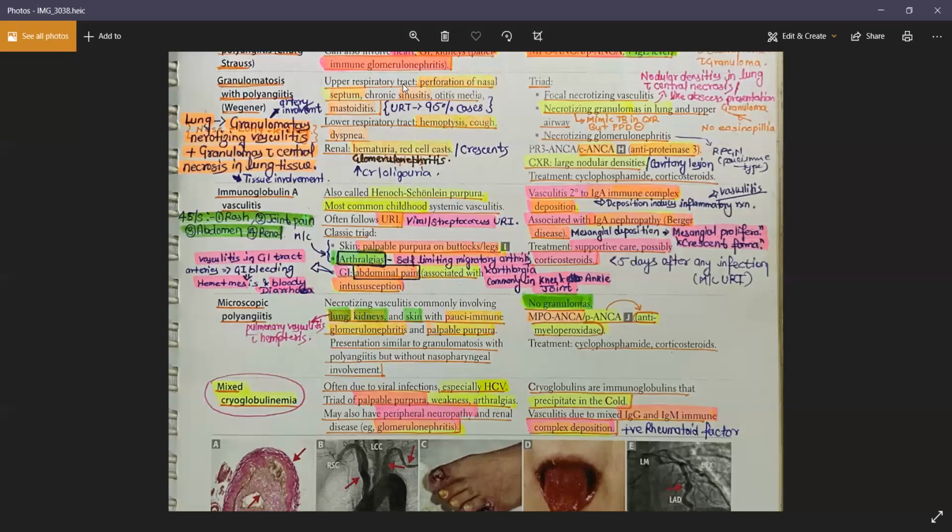For the involvement of your upper respiratory tract, the most common symptom is the involvement of the upper respiratory tract. Even 95% of cases have this.